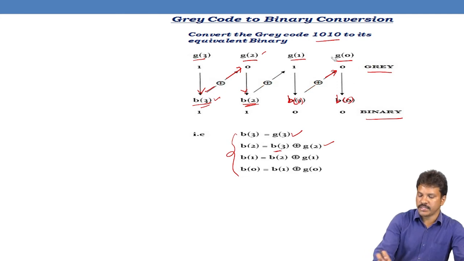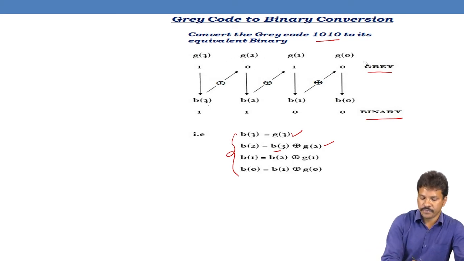If you see an example here, what is the gray code number? The gray code number is 1010.